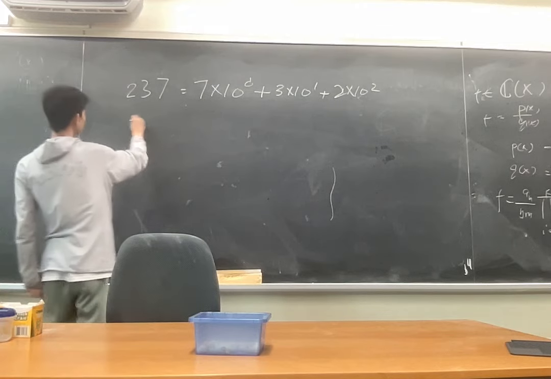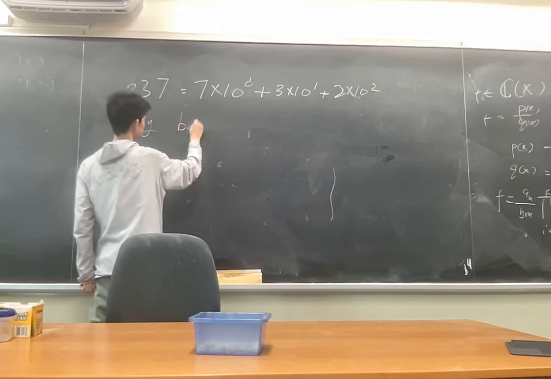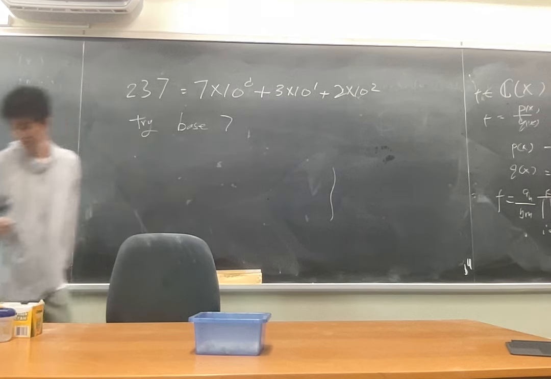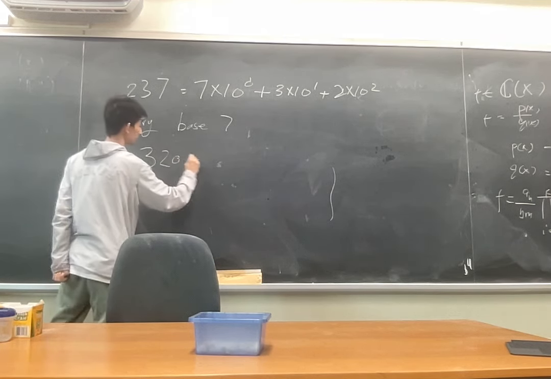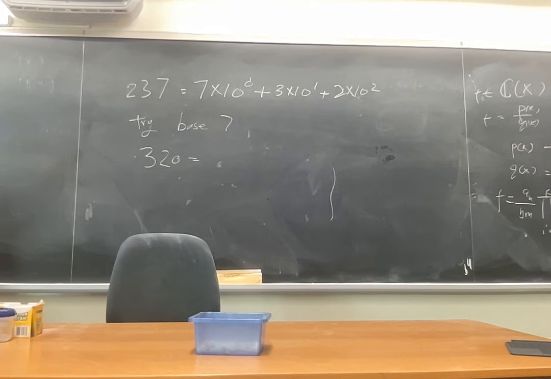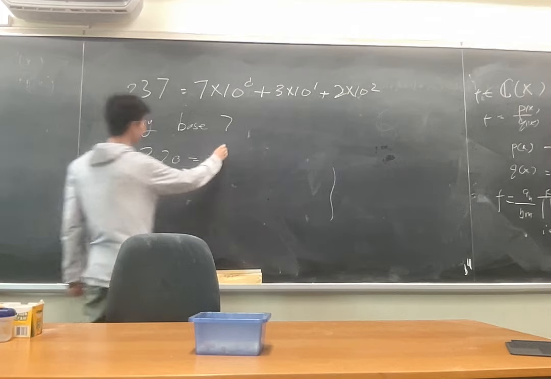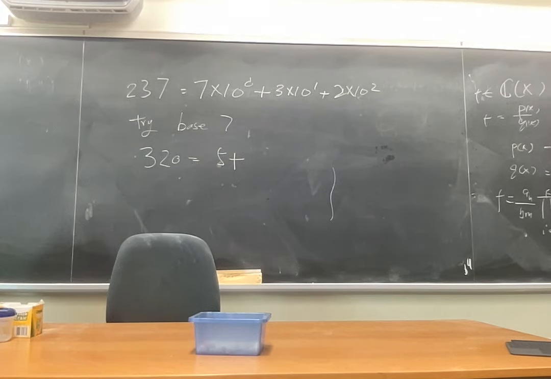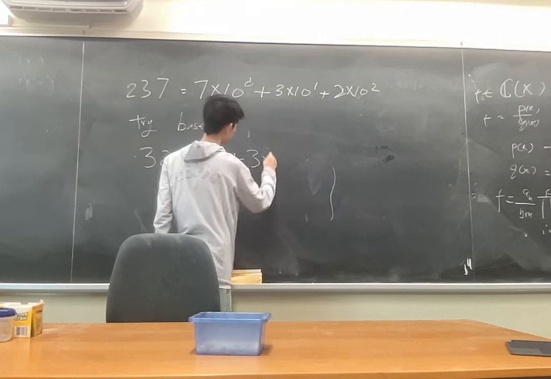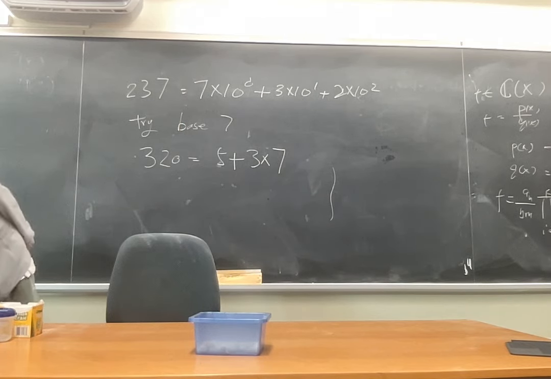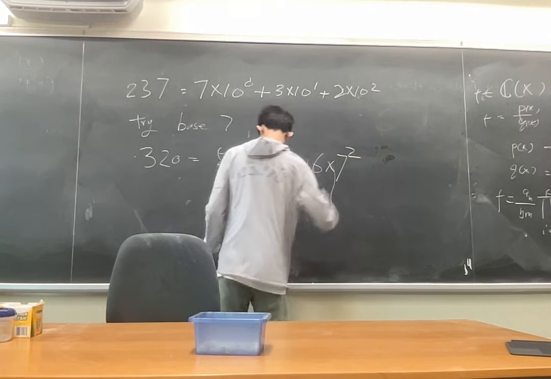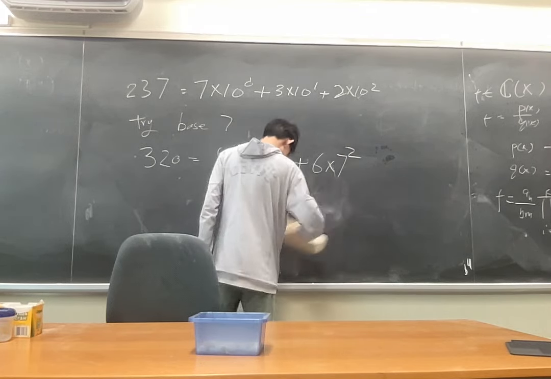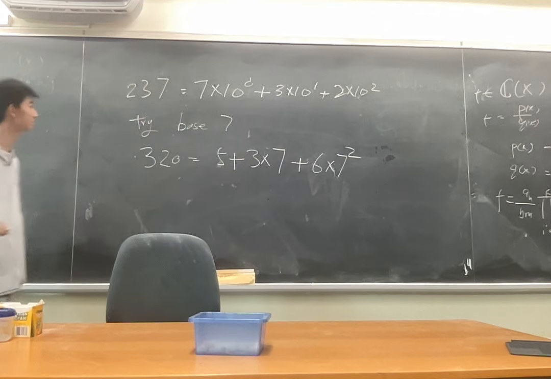We can try base 7, for example. Let's try base 7 of this number, 320. Can someone tell me what is the base 7 representation of this number? Okay, it's kind of hard. That's fine. I'll just write down the answer for now. It's 5 plus 3 times 7 plus 6 times 7 squared. So it starts to look closer, right? Closer to a Taylor expansion of a polynomial.